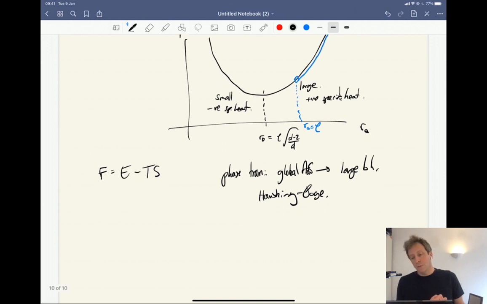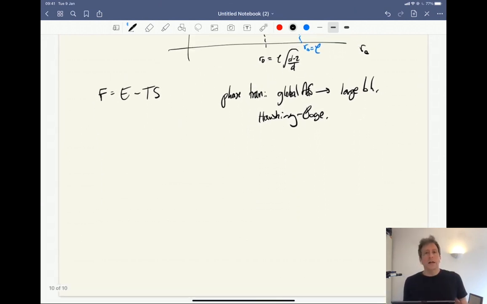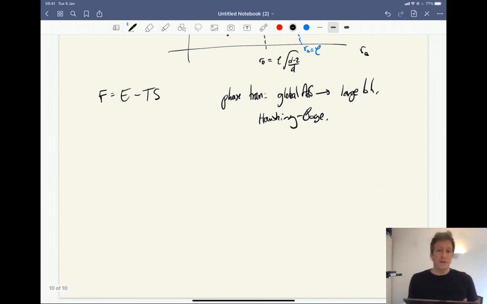And this, in fact, when the CFT is a gauge theory, is associated to what's called a large N deconfinement phase transition. You go from having a phase with confining behavior, the global AdS, to a phase with deconfined sort of plasma behavior, which is represented by the black hole.